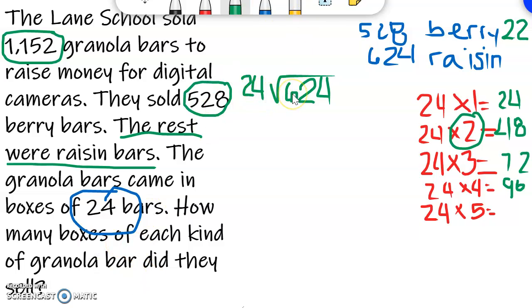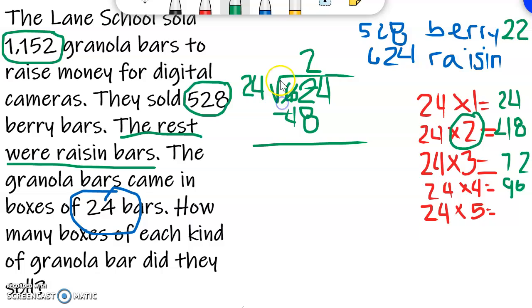24 cannot be divided into 6, but I can divide it into 62. When I look at my cheat sheet, I have 24 times 2 is 48. 24 times 3 is 72. 72 is going too far, so I'm not going to use 3. I'm going to use 2 again. And again, that 2 goes on top of the 2 in my dividend. And I'm going to subtract the 48 from 62.